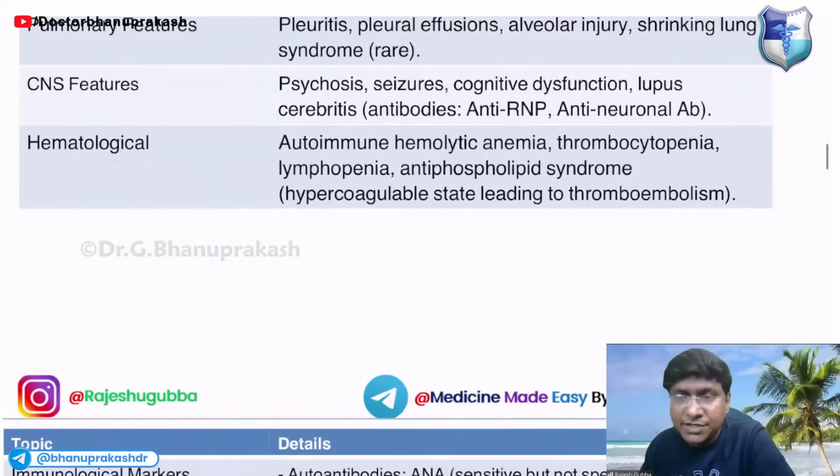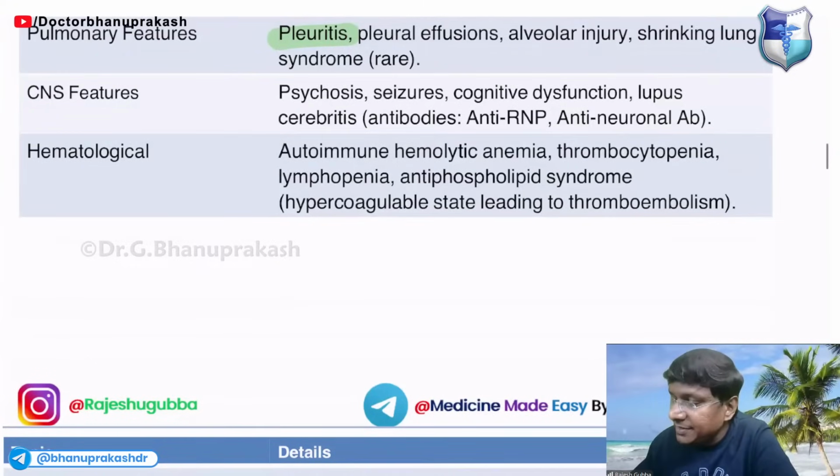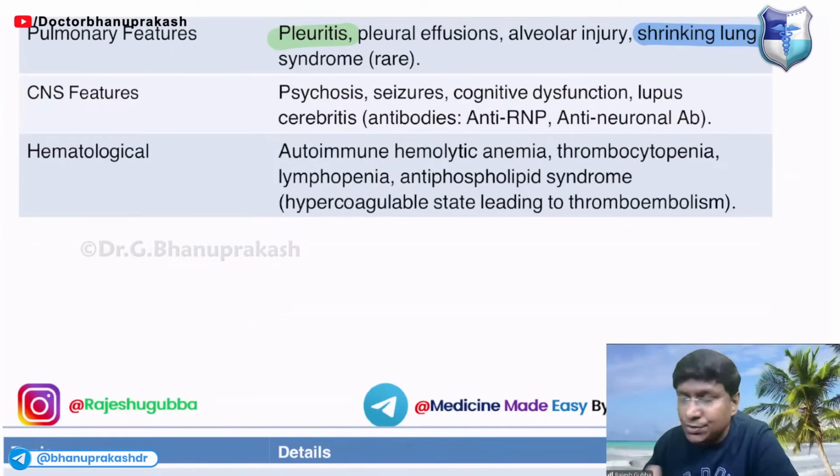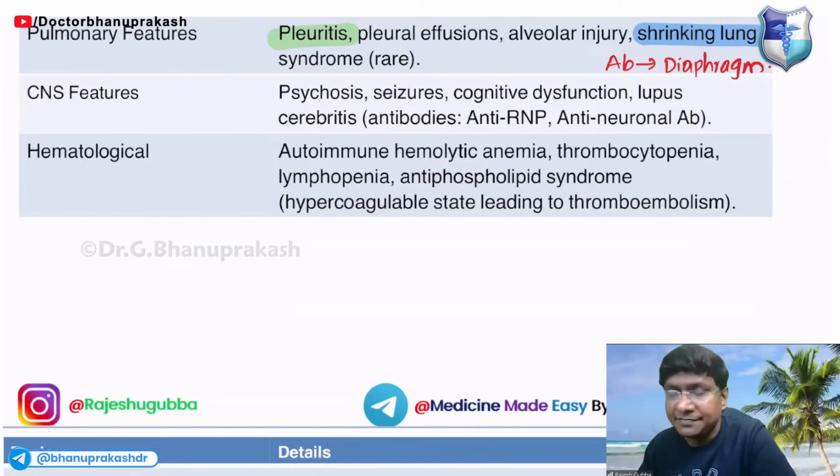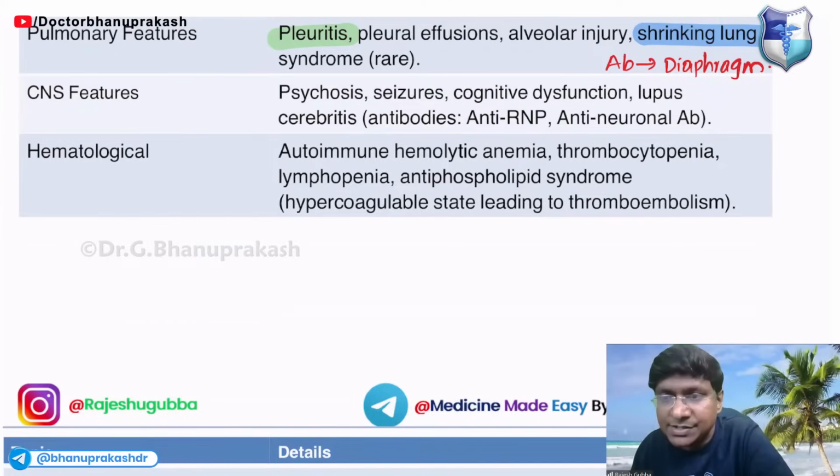Pulmonary manifestations, if you see, will be in the form of pleuritis. That will be the most common manifestation, and that can result in the development of pleural effusion. And there will also be development of what is called shrinking lung syndrome. What is this shrinking lung syndrome and what is it due to? This is due to antibody formation against the diaphragm, right? And this antibody formed against the diaphragm will cause diaphragmatic paralysis, and that will cause the shrinkage of the lung. That is called shrinking lung syndrome. But this is a rare manifestation.